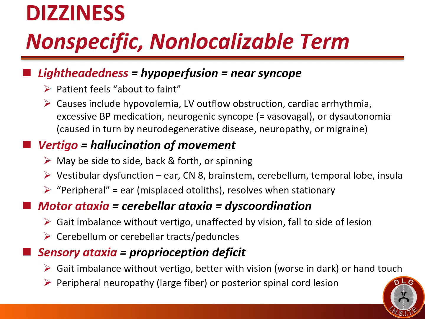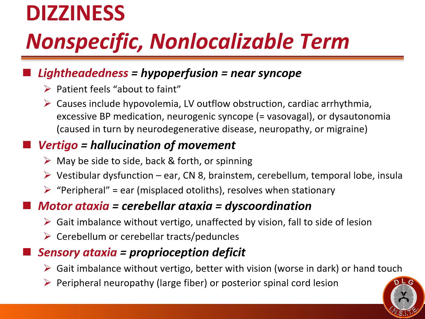Motor ataxia or cerebellar ataxia is a coordination problem. Sometimes patients say I'm dizzy when they mean they have imbalance. That's what we mean by this. Gait imbalance without vertigo. And the motor ataxia is not affected by vision. What I mean by that is looking doesn't help. Even when they're looking where they're going, they have imbalance.